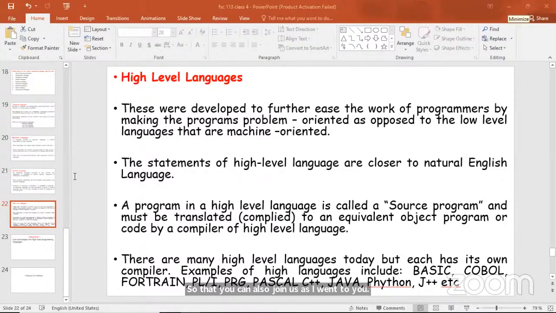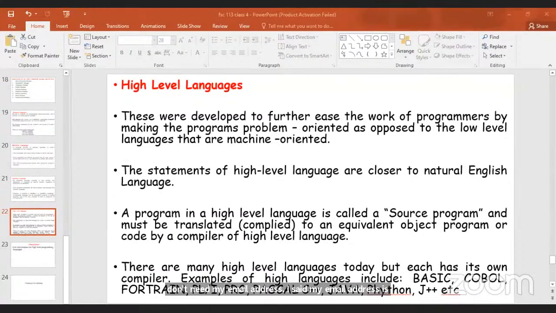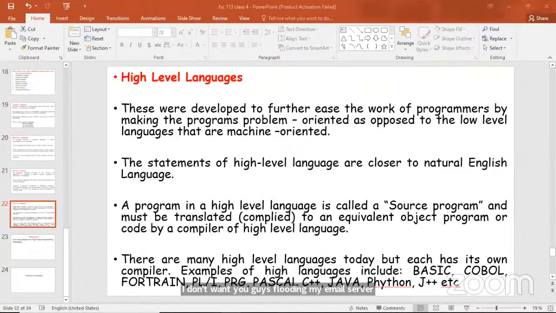It is not meant for you. You don't need my email address. I said my email address is for the class rep who will send just one document to me. I don't want you guys flooding my email with several documents.